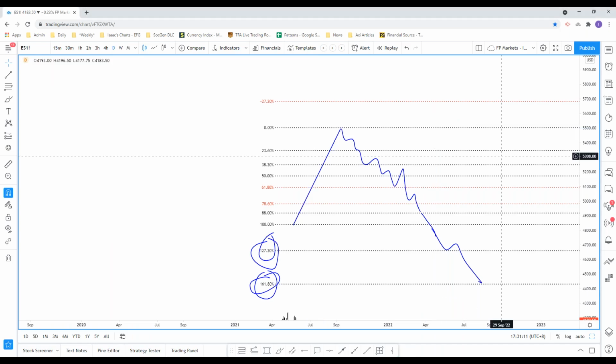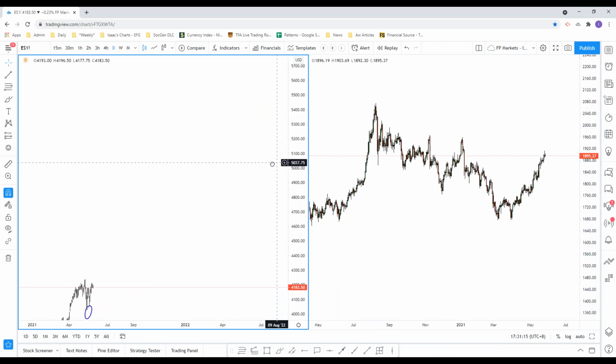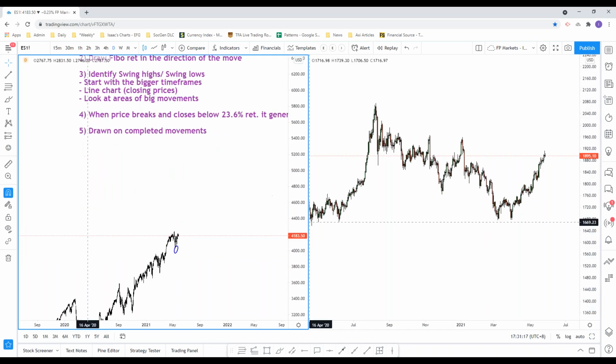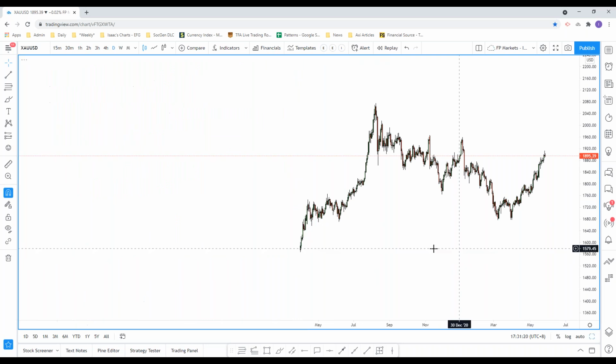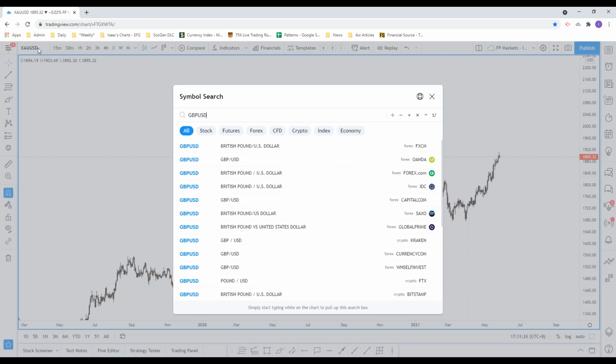So let's quickly move to the charts. I know some of you actually had some requests just now. Let me open this one. And Magun actually asked for pound dollar and euro dollar. So let's take a look at pound dollar.